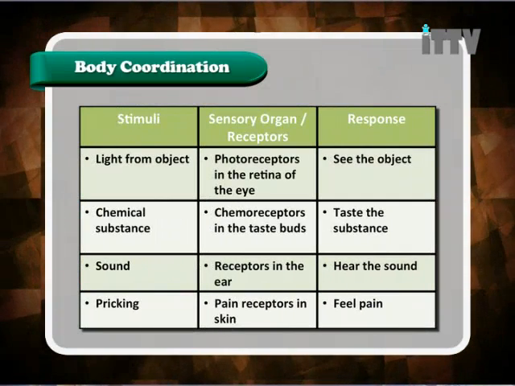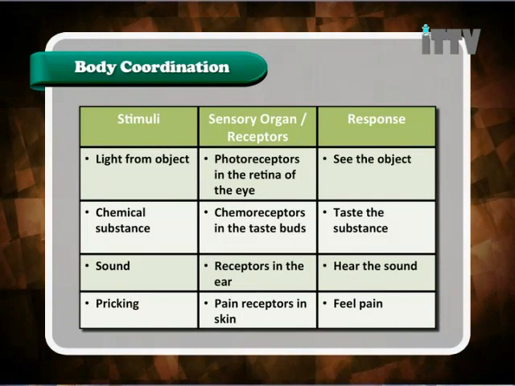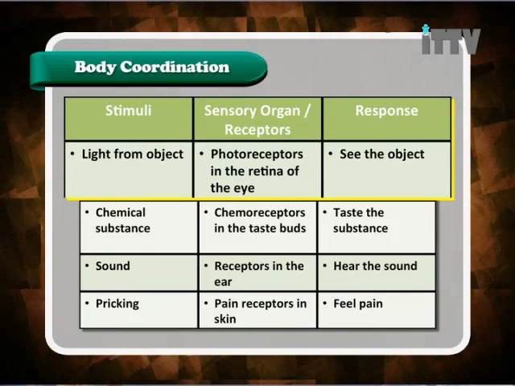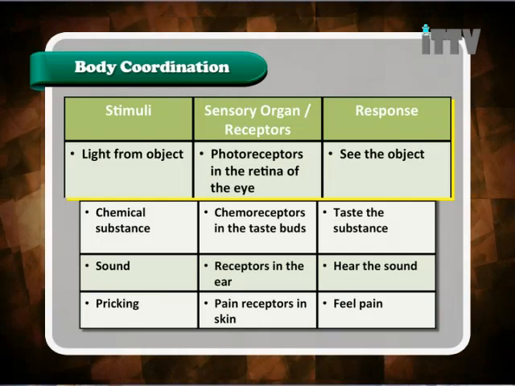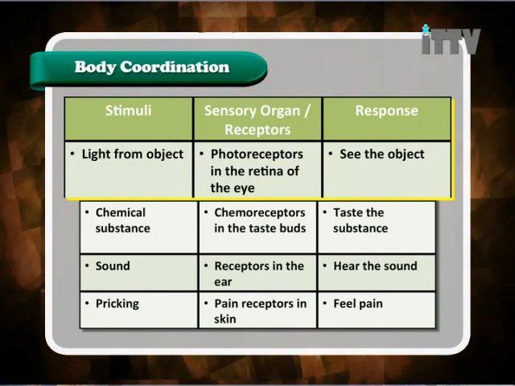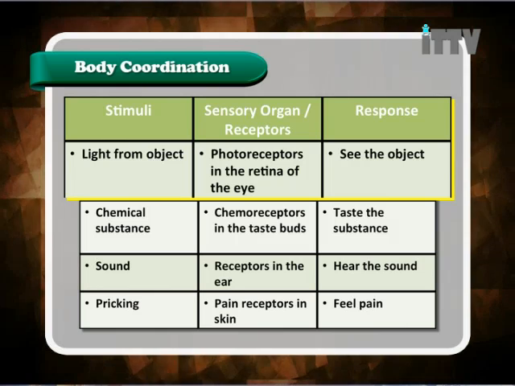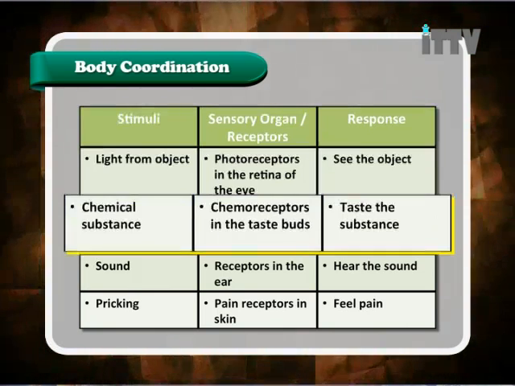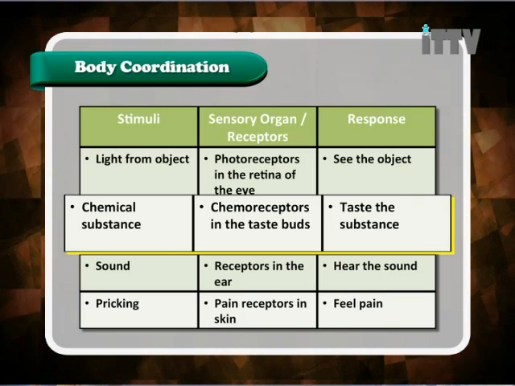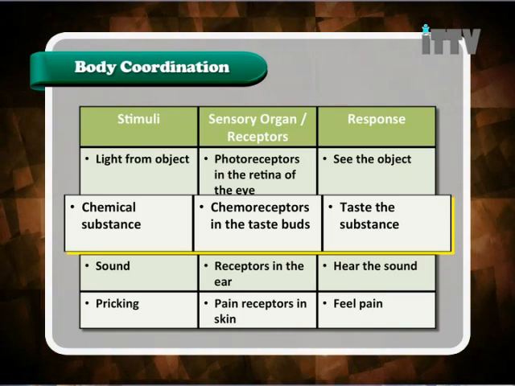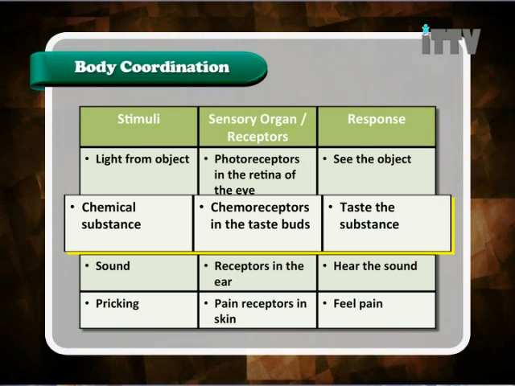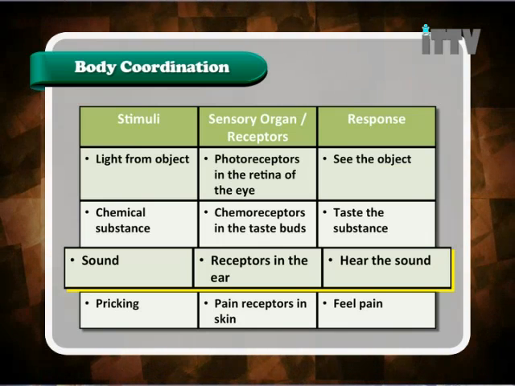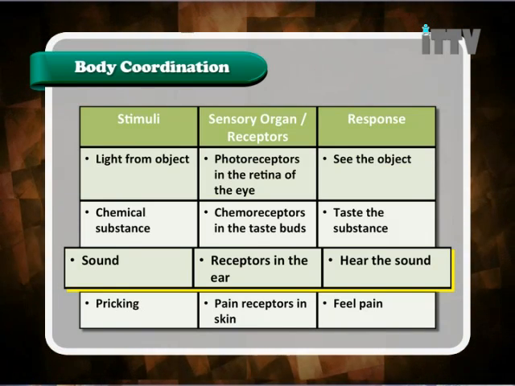The relationship between various stimuli, sensory organs, and their responses. Stimuli, light from object. Sensory organ or receptor, photoreceptors in the retina of the eye. Response, see the object. Stimuli, chemical substance. Sensory organ and receptor, chemoreceptors in the taste bud. Response, taste the substance. Stimuli, sound. Sensory organ, receptors in the ear. Response, hear the sound.